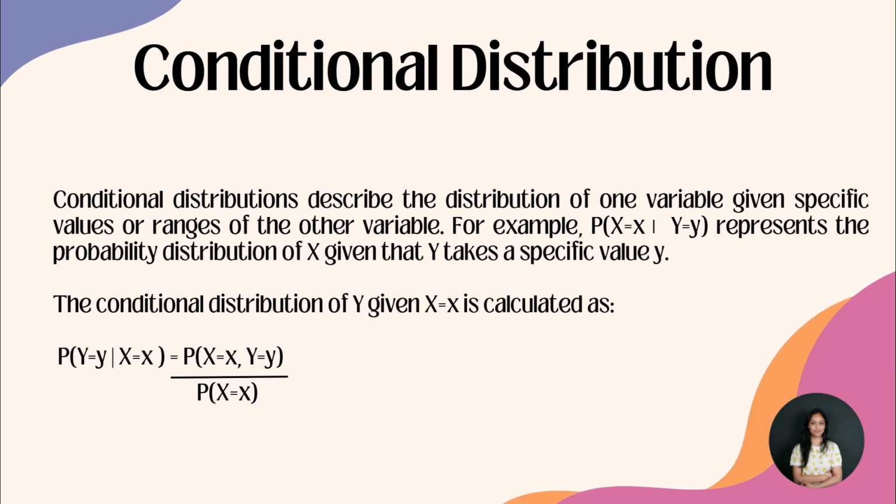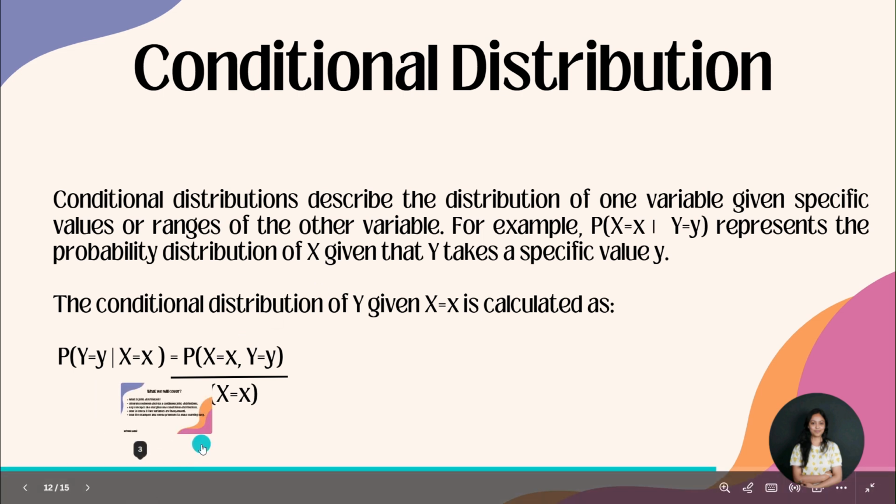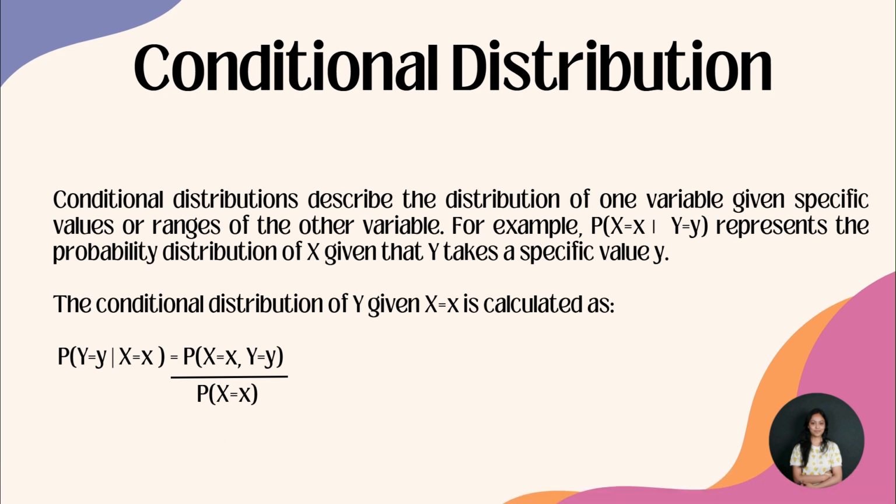So the next one is conditional distribution. Conditional distribution helps us answer questions like what is the probability of a student passing science given they have scored well in maths? And what is the probability of rain given that it's cloudy? So the formula shows that we divide the joint probability by the marginal probability of the given variable. So conditional distribution describes the distribution of one variable given specific values or range of the other variable.